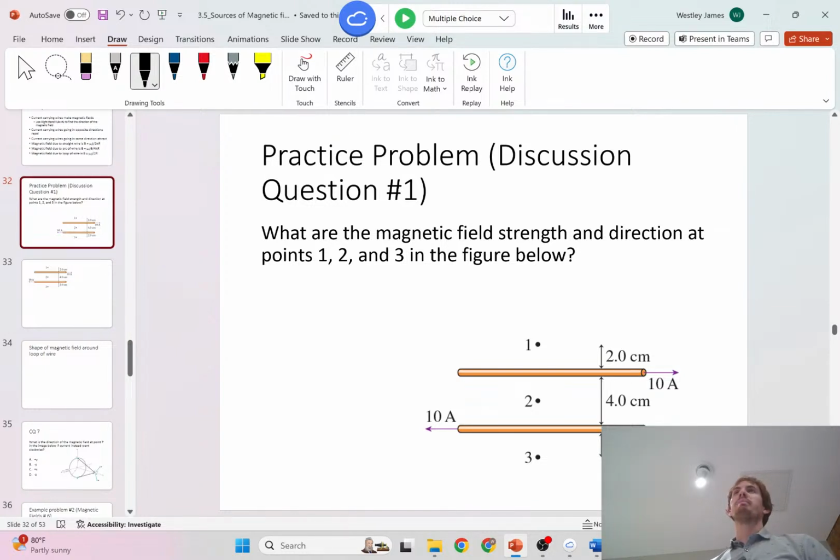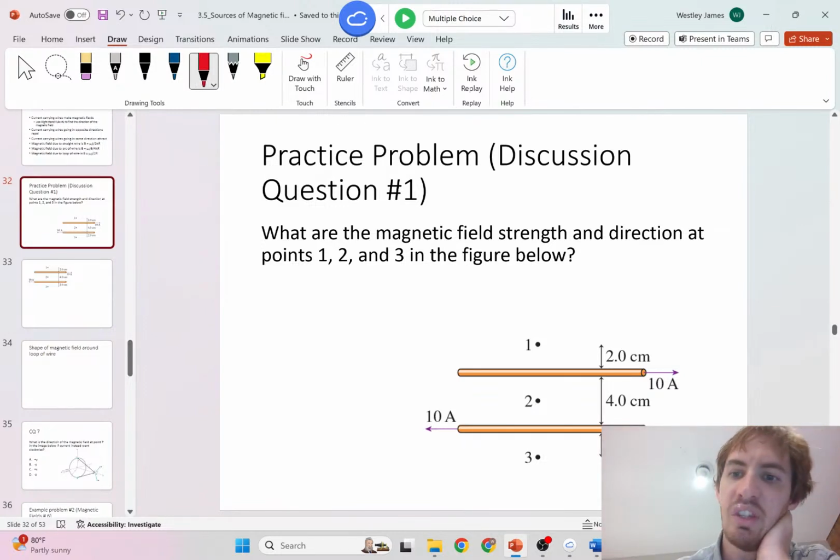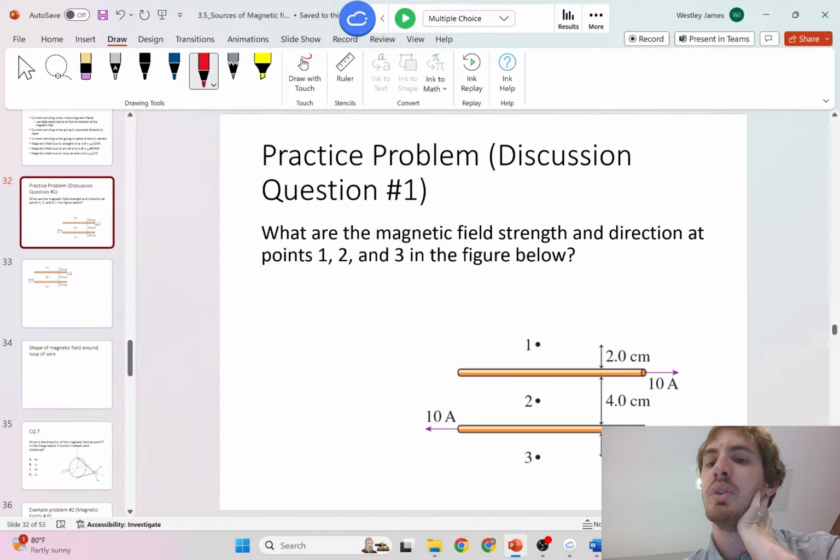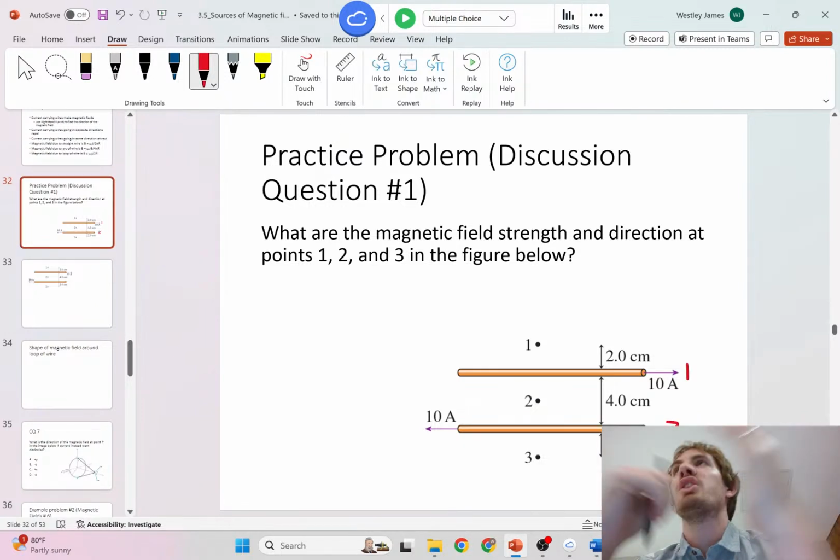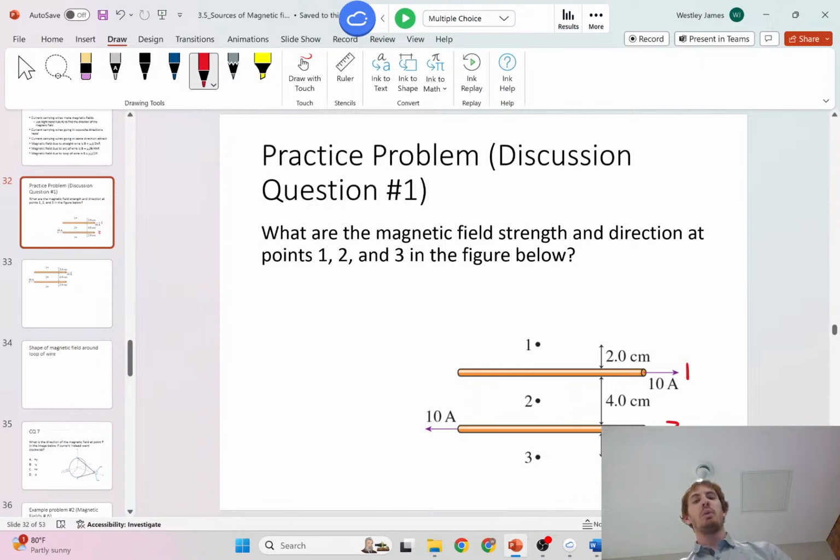Let's start with point 1. Because it's point 1. All right, so let's label these wires. It's always good to label which one's which. That's 1, that's 2. Good job, us. Just makes our notation much easier. Call it A, call it B, call it whatever you want.